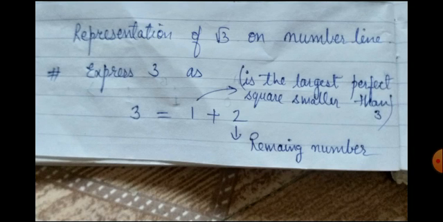So here first of all we have to express 3 as 3 equal to 1 plus 2. As I already told you, the first number should be the largest perfect square smaller than 3, plus 2. 2 is the remaining number so that the sum becomes 3. So we have written 3 as 1 plus 2.